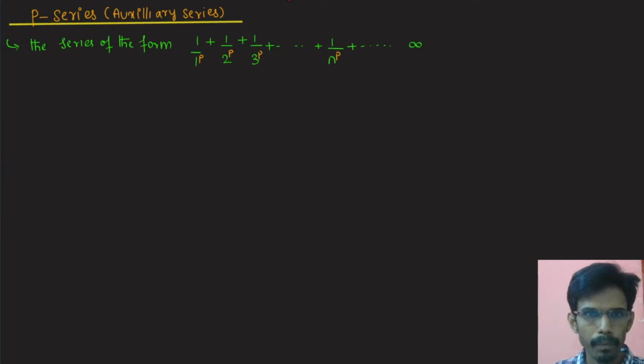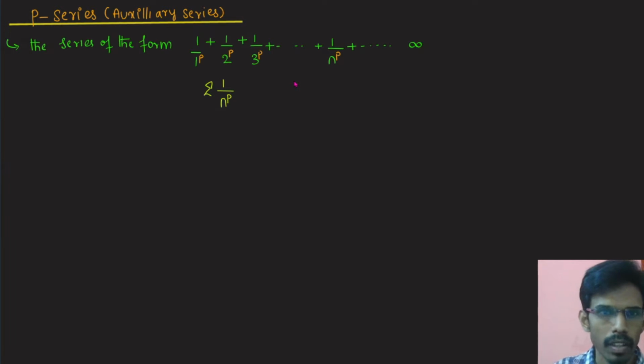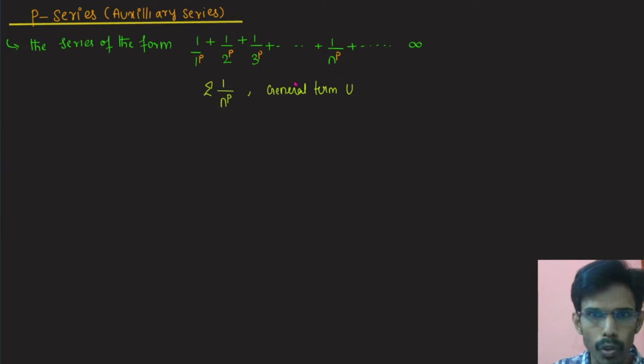The general term of this series can also be written as sigma 1 by n power of p, right? Here the general term denoted by u suffix n is 1 by n power of p.